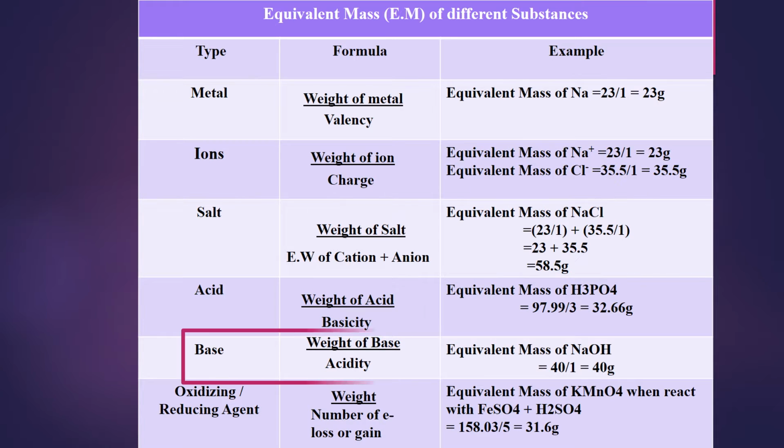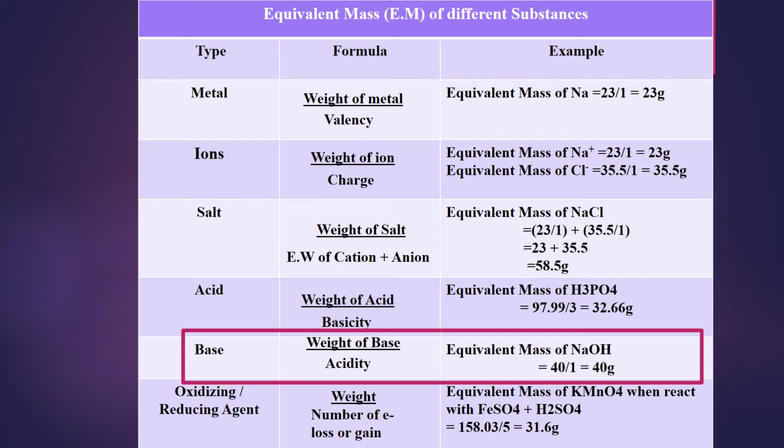For finding equivalent mass of a base, divide molecular weight of base with its acidity, where acidity is the number of replaceable hydroxide ions in any base. For example, to calculate equivalent mass of sodium hydroxide, divide 40 by 1. As 40 is molecular weight of sodium hydroxide and 1 is the number of replaceable hydroxide ions in it. So equivalent mass of sodium hydroxide is 40 grams.